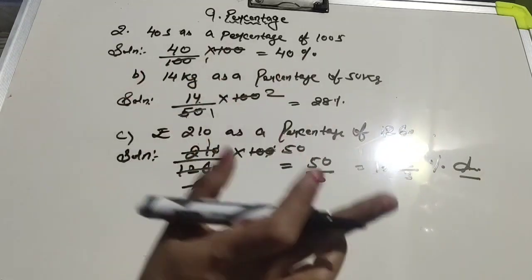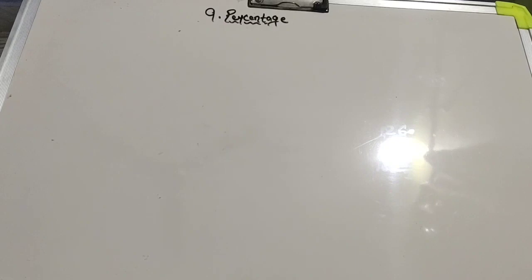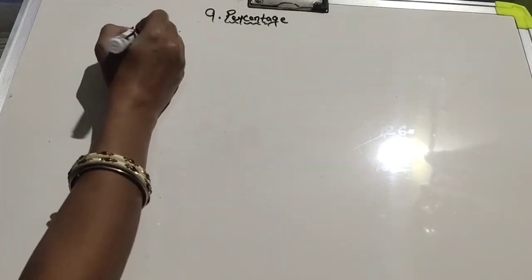D number is also given: 18 gram as a percentage of 1 kg. Gram and kg are different, so first of all change gram into kg and then go with the same method.